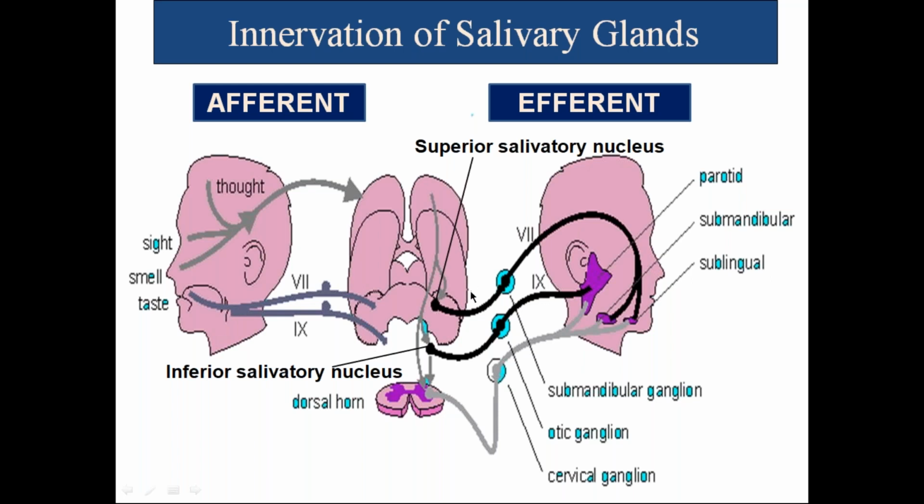Now these go to the two nuclei, the superior salivatory nucleus and the inferior salivatory nucleus. Inferior salivatory nucleus is for the 9th cranial nerve, which gives efferent fibers to the parotid gland. The superior salivatory nucleus gives rise to the facial nerve fibers, and here it goes to the submandibular and the sublingual glands.